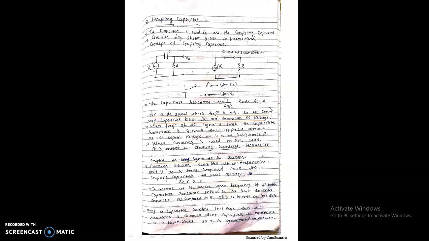For the coupling capacitance to work properly, the condition is Xc less than 0.1 R. It means that at the lowest signal frequency of the AC source, the capacitive reactance should be at least 10 times smaller as compared to R.